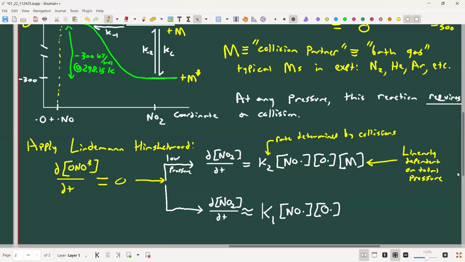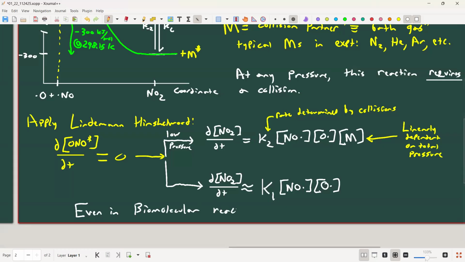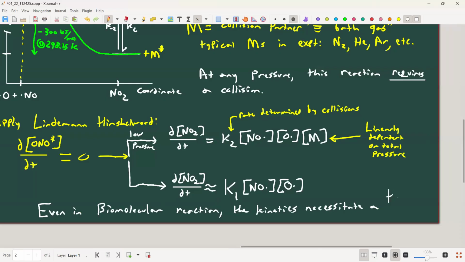And so again, the conclusion is just like what we had before, that even in bimolecular reactions, right, this is a bimolecular reaction, the kinetics necessitate, they require, a third colliding body. Interesting.